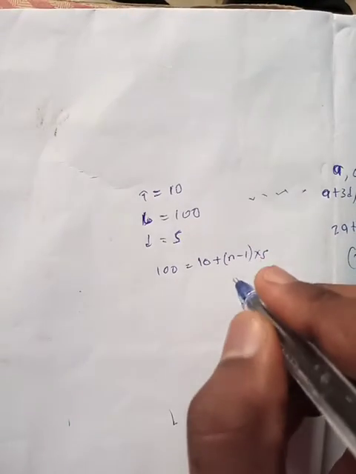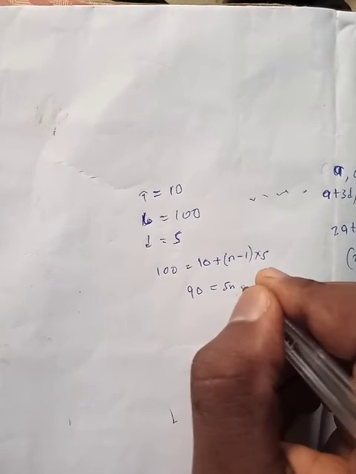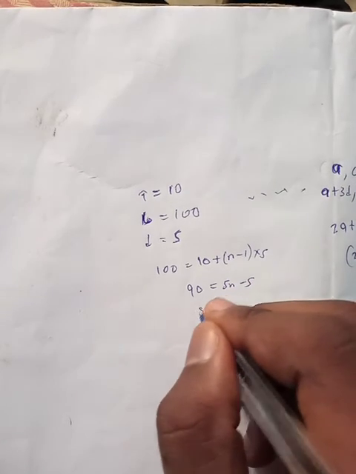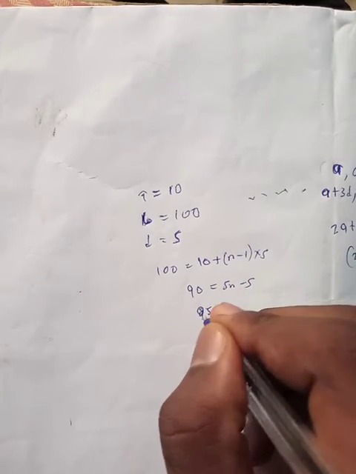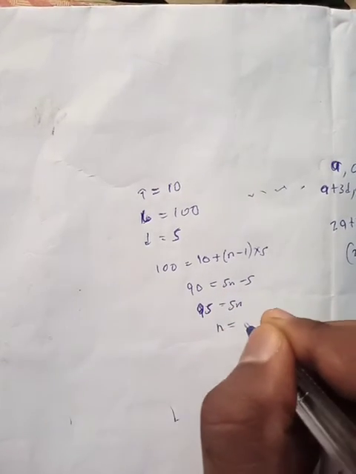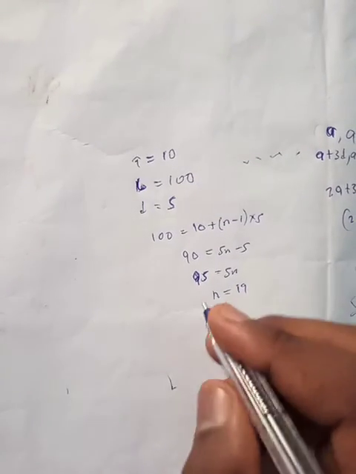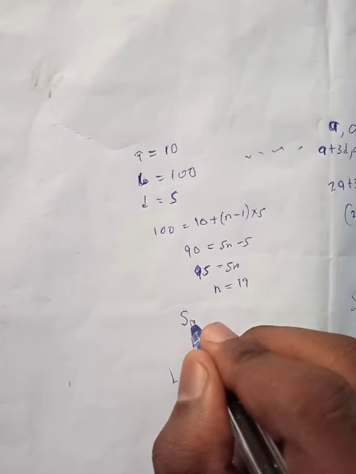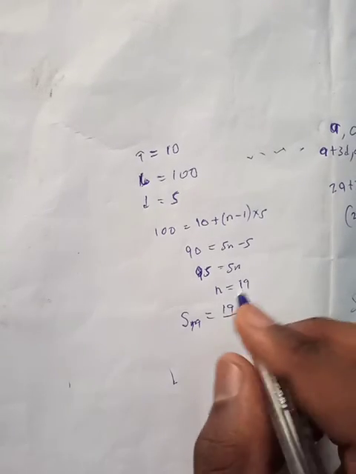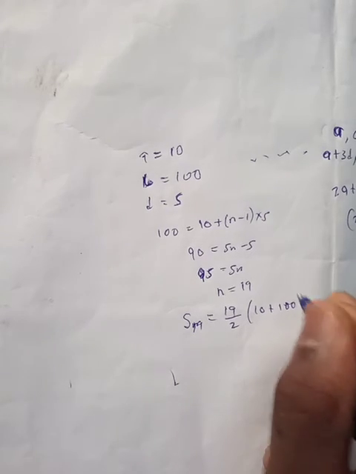Have you seen that, guys? Then we will take this here, we'll have 90 is equals to 5n minus 5. Have you seen that, guys? Then taking the 5 here, we'll have 95 is equals to 5n. Then n will be equals to 19. That's the 19th term. So we come here and put, then the sum to the 19th term is equals to 19 all over 2 multiplying by 10 plus 100. Have you seen that, guys?